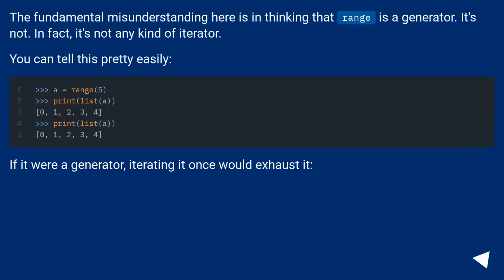The fundamental misunderstanding here is in thinking that range is a generator. It's not. In fact, it's not any kind of iterator. You can tell this pretty easily. If it were a generator, iterating it once would exhaust it.